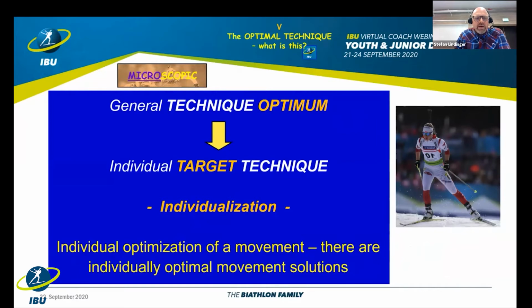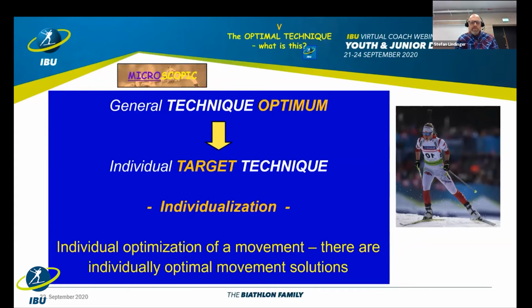We need to have that aspect of individualization. We cannot generally say there's one solution and it's fitting to everybody. It's not the same for a person with a lot of upper body capacity or low capacity, or a lot of leg strength or low leg strength, or coordination level. We cannot talk like this. We must look at the individual, and then we have a so-called target technique.